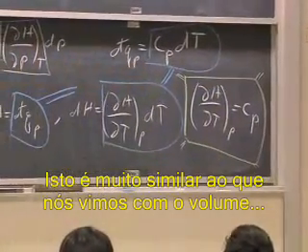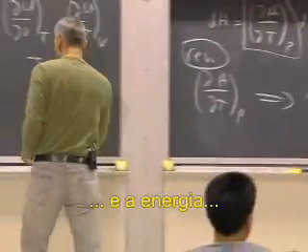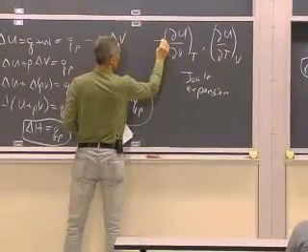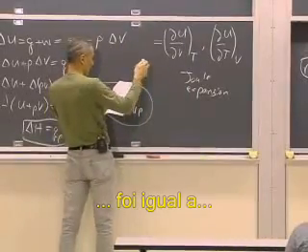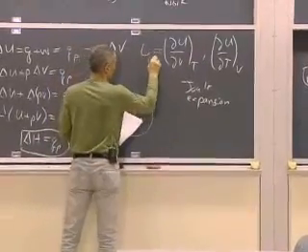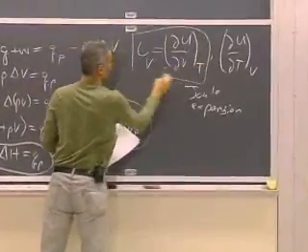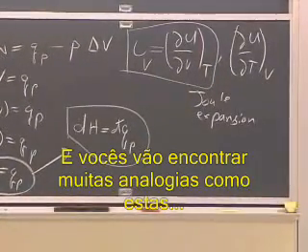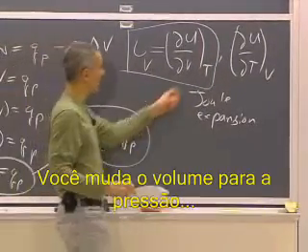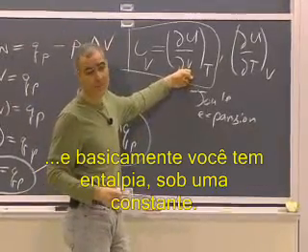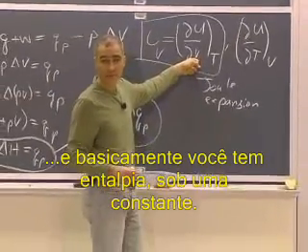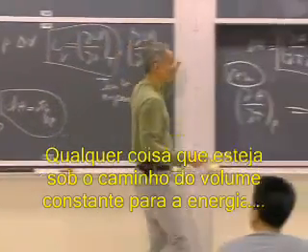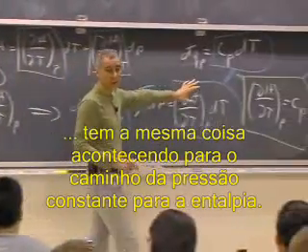So it's very similar to what we saw with the volume and the energy, where dU/dT under constant volume was equal to Cv in this case here. Right. And you're going to find that there are a lot of these analogies between energy and enthalpy. You just change volume to pressure, and basically you're looking at enthalpy. Anything that's done under a constant volume path for energy, there's the same thing happening under a constant pressure path for enthalpy.